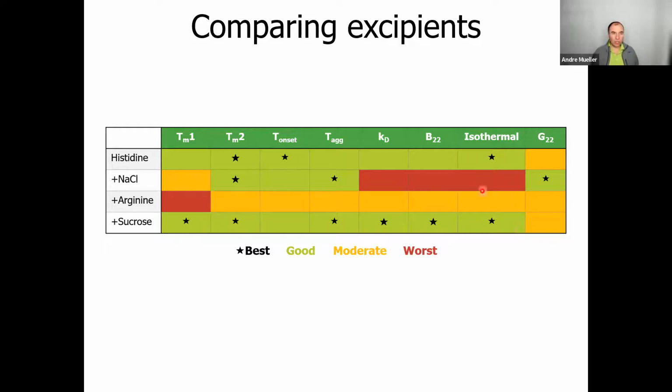For the low concentrations, KD and B22 measurements showed us that histidine or the addition of sucrose are beneficial. For high concentration, the G22 measurement showed us that sodium chloride really could be our knight in shining armor preventing aggregation of the protein. With this information from this rather simple 4 excipient screen, we could design the next experiment and further refine our conditions and test how we can increase stability of our protein.